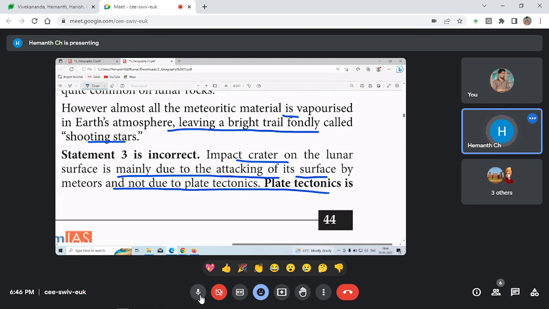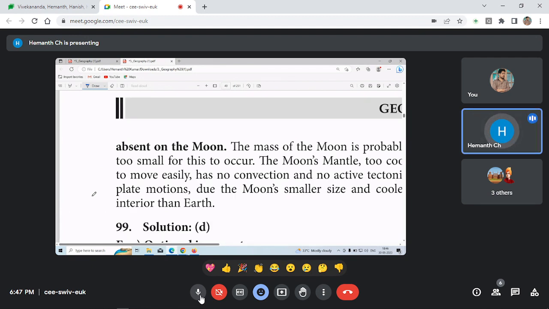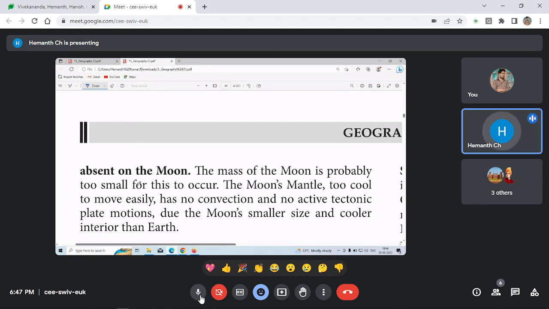Plate tectonics is absent on the moon. The mass of the moon is probably too small for this to occur. The mantle of the moon is too cool to move easily, with no convection and no volcanic or tectonic plate movement, due to its smaller size and cooler interior than the Earth.